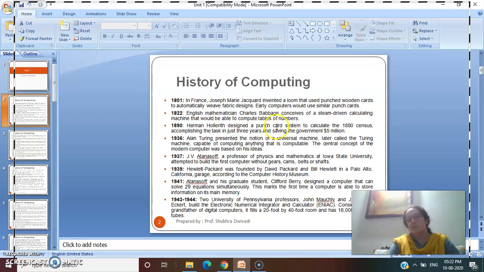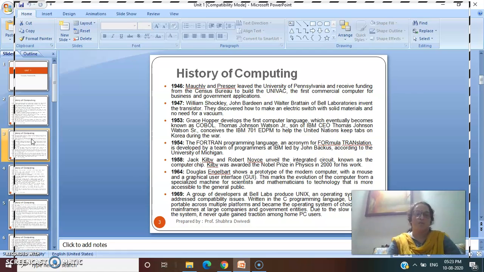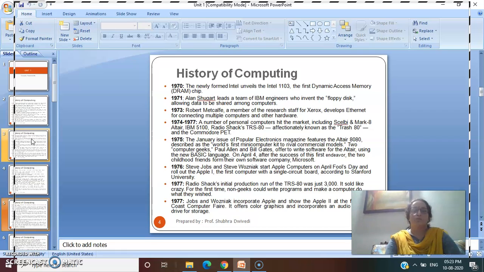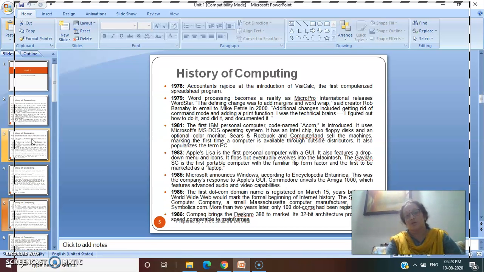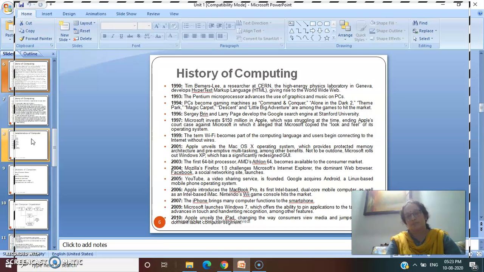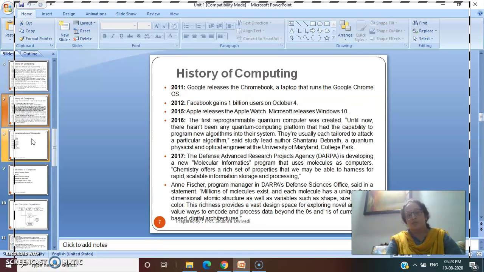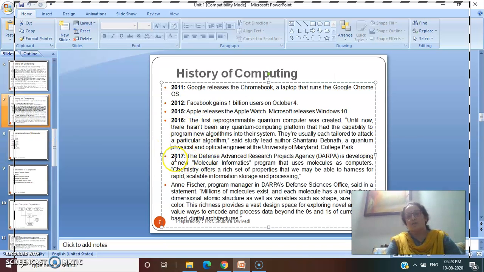So the concept was taken from there. I'll not discuss all these points with you in detail. We will discuss them in our classes. Once our classes start, we will discuss all these years along with the pictures of the persons who have worked on developing the computers. So this is all about the history of computers, and now currently, in the year 2017, what development has been done?